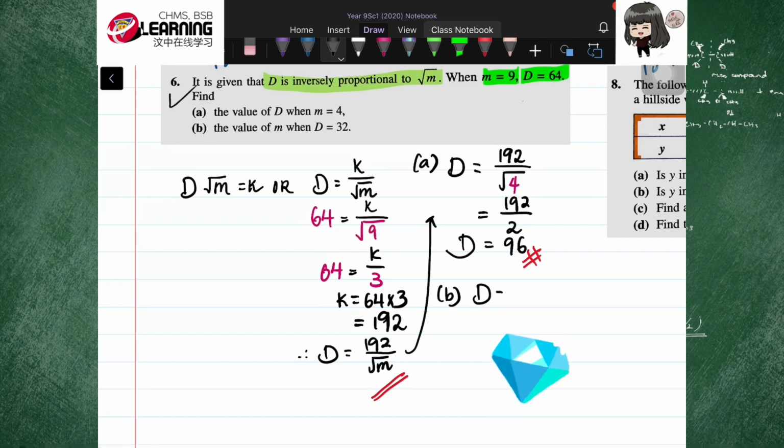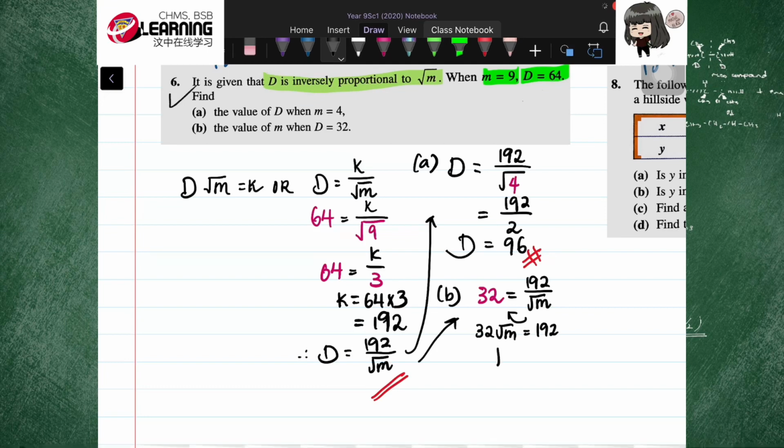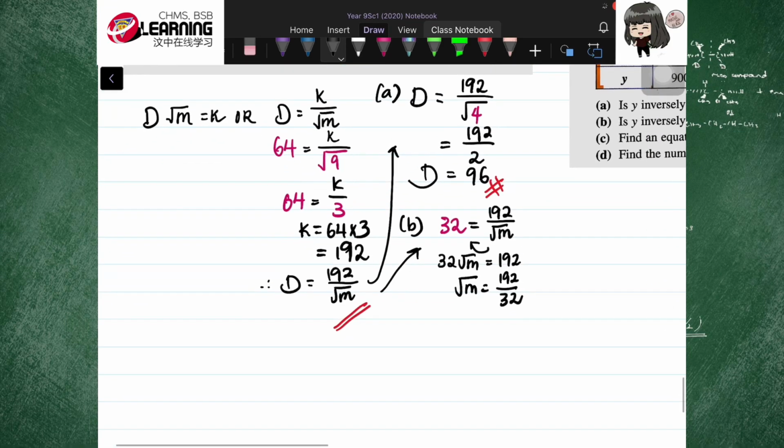And part B, using this equation, your D given now is 32, and it equals 192 over square root of M. So to find square root of M, move it there. So it's 32 square root of M equals 192. Square root of M equals 192 divided by 32. You move the 32 to the other side, it becomes divide. So square root of M equals 6.